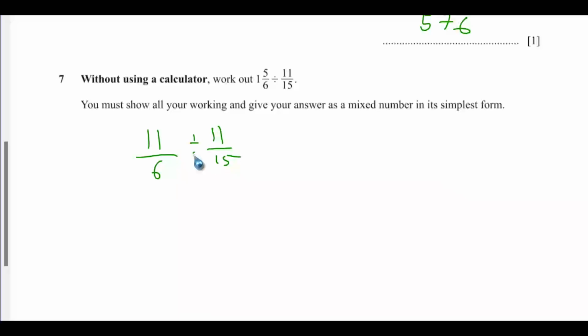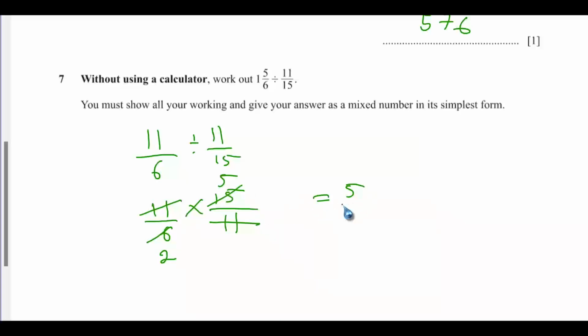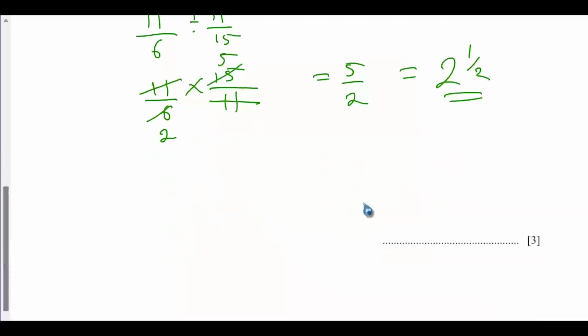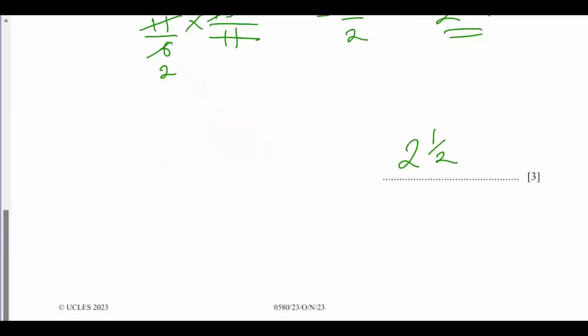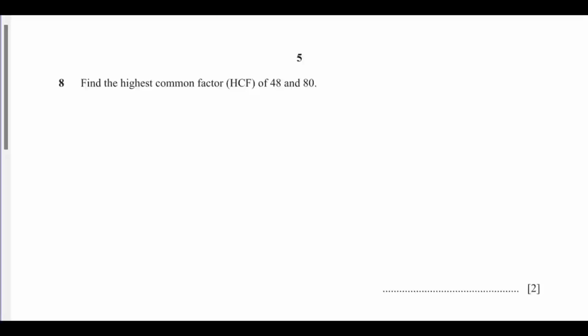So we need to change the sign of division to the sign of multiplication, and when that happens, you flip this fraction here. 15 goes up and 11 comes down. So 11 cancels 11. So 3 goes in 6 2 times. 3 goes in 15 5 times. So you have 5 out of 2 left, and this could be written as 2 whole number 1 out of 2. So this will be the final answer, 2 whole 1 out of 2. Let's go to the next question. That will be question 8.